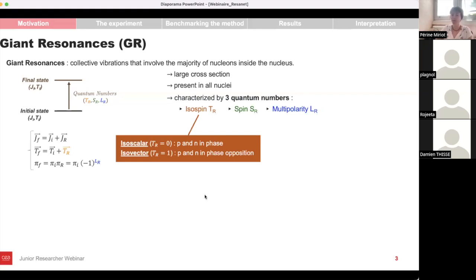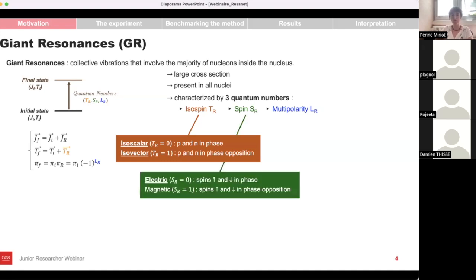Regarding the isospin first, it is a quantum number that describes the relative motion of protons and of neutrons. So resonances with an isospin equal to 0 are called isoscalar, and the protons and neutrons move in phase. Whereas for isovector resonances, the protons and the neutrons move in phase opposition.